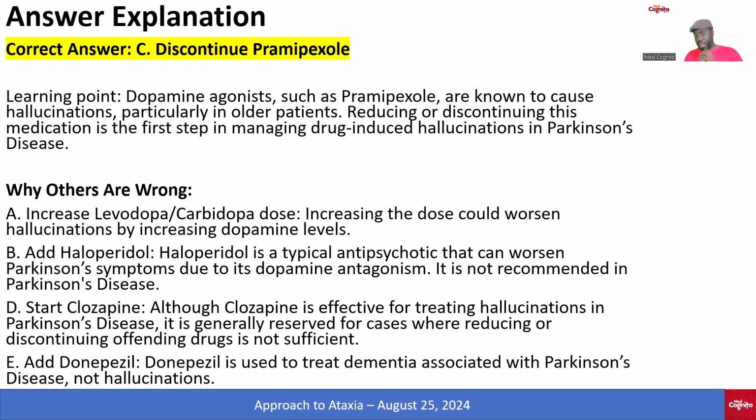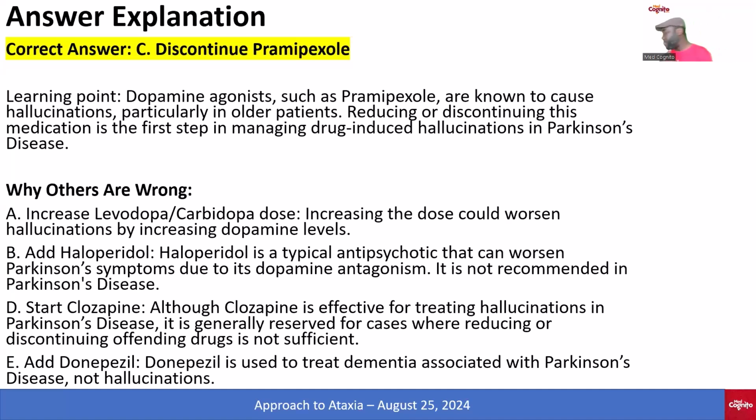Yes. And the other one, haloperidol, also not recommended because it also worsens the Parkinson's disease, right? Yes. So this one and the clozapine, you mentioned that when we cannot decrease, because the main culprit is the medication pramipexole, we have to discontinue this medication. So we can just use clozapine if we are unable to discontinue the medication pramipexole, right? Well, you want to first reduce the dose or discontinue it. But if it's a life and death issue and the patient has to be on pramipexole, that is when you introduce clozapine. Right?